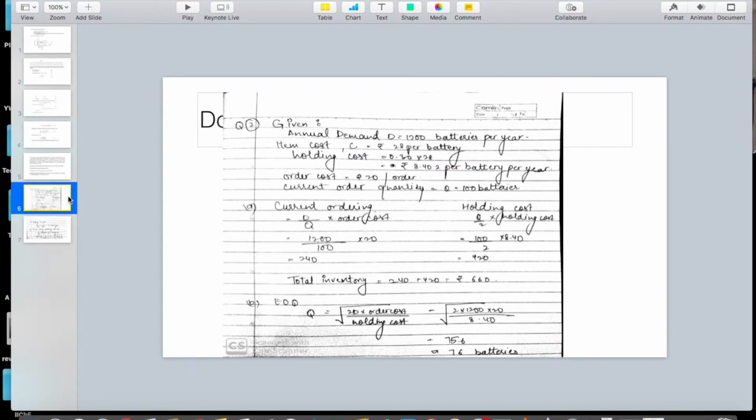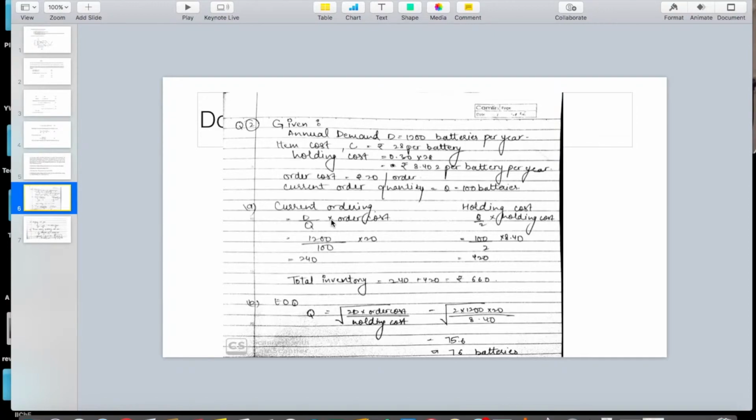Let's start. The annual demand is given as D equal to 1200 batteries per year. The cost C is 28 rupees per battery. Holding cost is rupees 0.30 into 28 equal to 8.40 rupees per battery per year. And order cost is 20 rupees per order, and current order quantity is Q equal to 100 batteries.